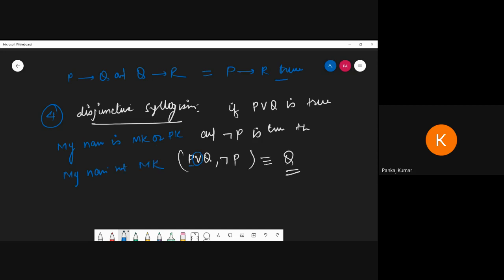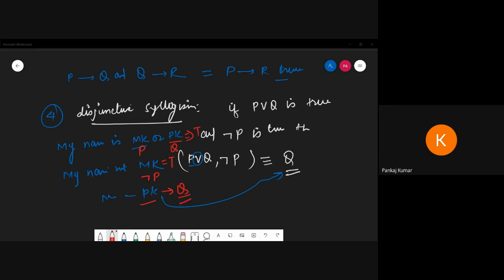So what does that mean? My name is PK. That means Q. Is it clear? Now see, this one is the P, this one is the Q, this one is the negation of P, and this one is the Q. This one is true, this is also true, then this one. Is it clear? Example? Does everyone understand how we will use it in sentences?